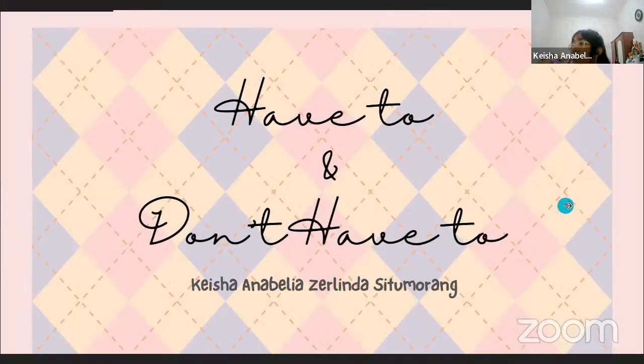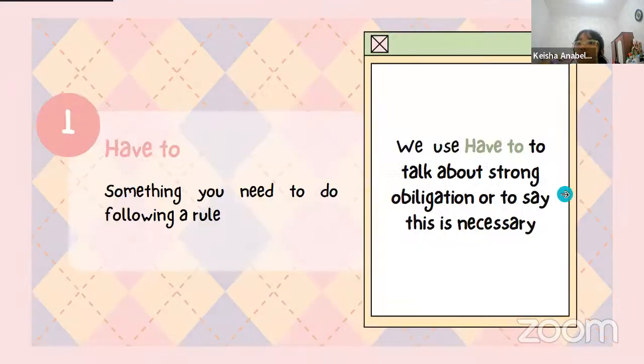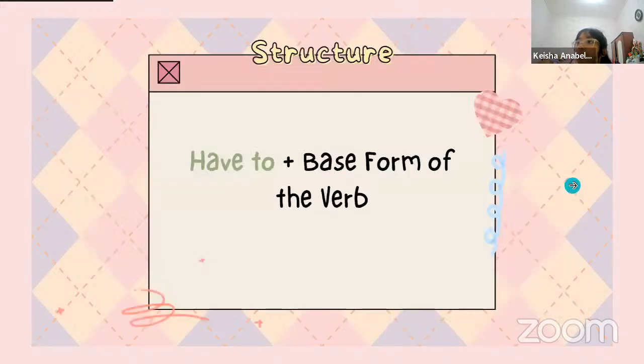Have to and don't have to. So have to is something you need to do following a rule. We use have to to talk about strong obligation or to say this is necessary. The structure of have to is have to plus base form of the verb.